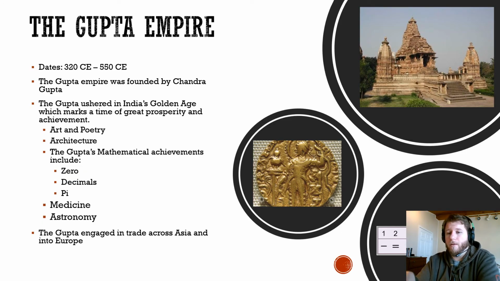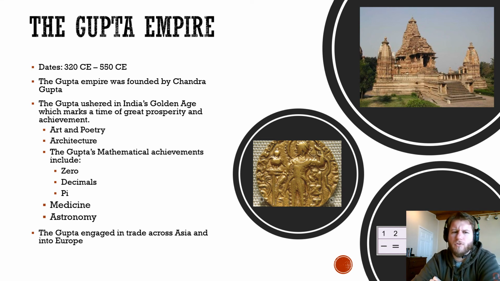The Gupta Empire comes next. Let me get my face out of the way so you can see these numbers. The Gupta Empire is in 320 and it goes until 550. So in the grand scheme, relatively short, about 230 years. The Gupta Empire is founded by a guy named Chandra Gupta, two words there, not the same person as Chandragupta Maurya. So Chandra Gupta creates the Gupta Empire.